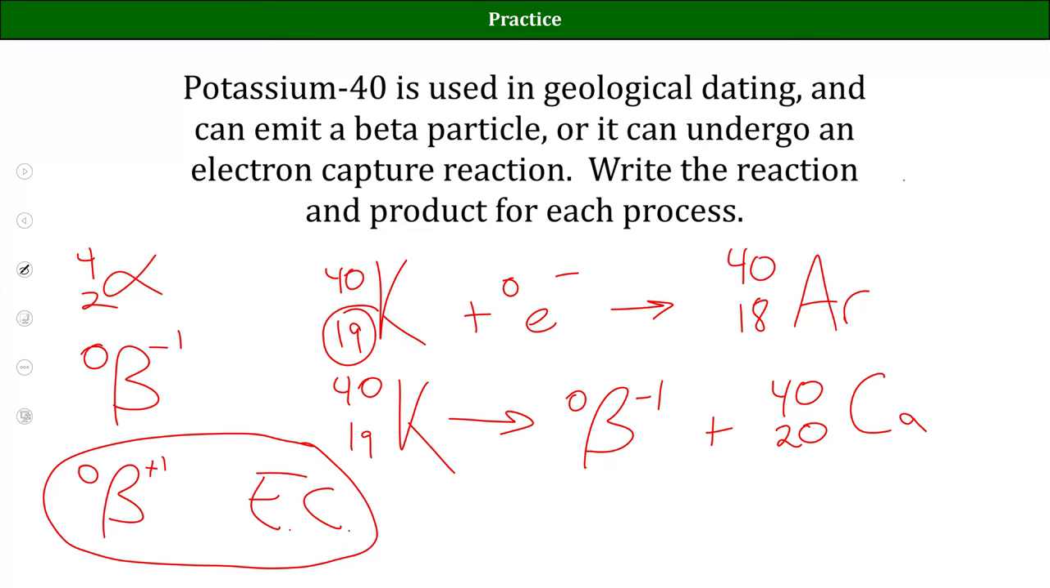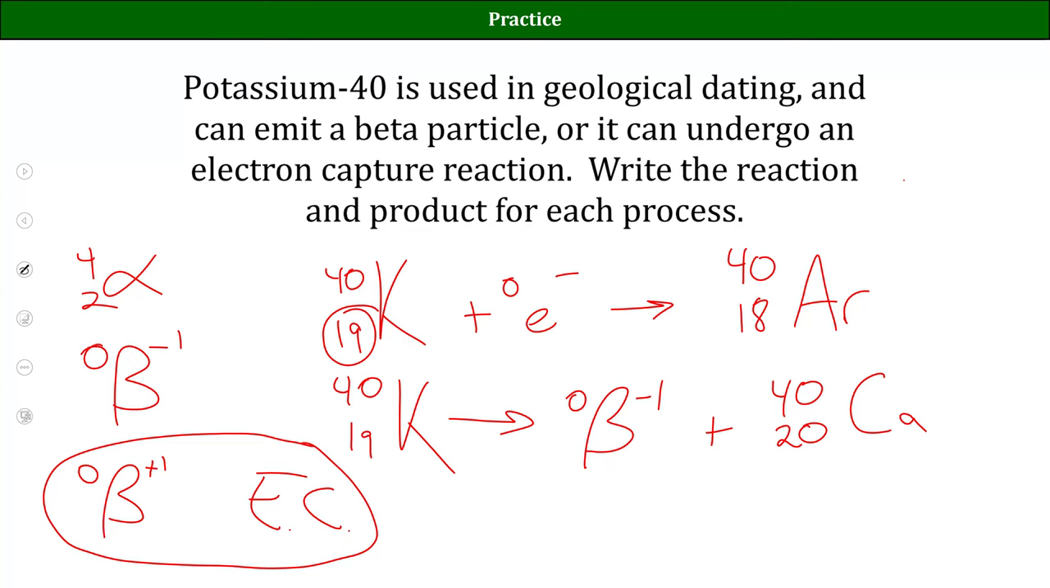Just real quick, for the electron capture on the top, can you say briefly why the proton is lost there? Not so much that it's lost, it's that it's converted to a neutron. The electron is absorbed into a proton, and then you have the two charges canceling each other out.